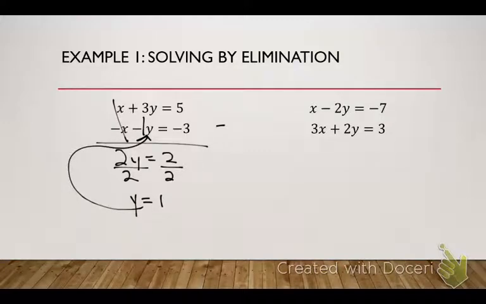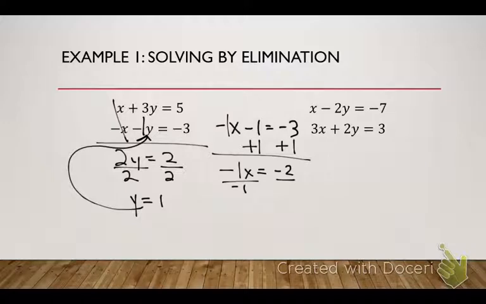So we plug 1 back in, and I just plugged it in for the second one. I saw a lot of you guys did the first one, but it doesn't matter. Negative x minus 1 equals negative 3. I add 1. Negative 3 plus 1 is negative 2. Negative 1, x equals negative 2, divide both sides, and I get 2, 1. All right, who got 2, 1 for your answer?